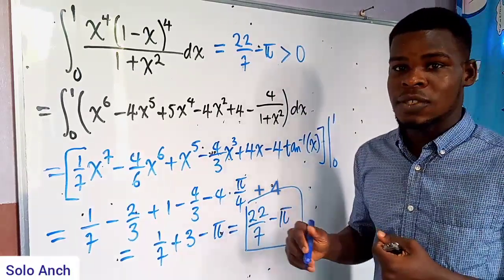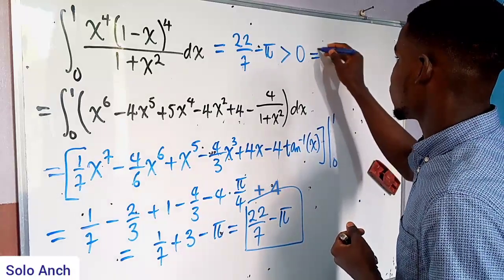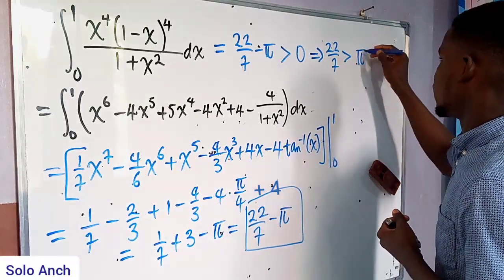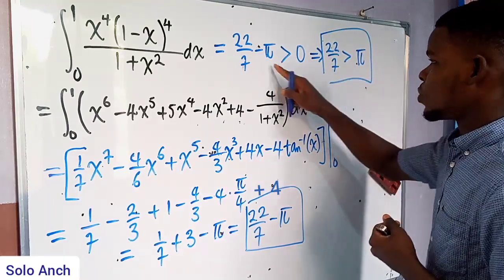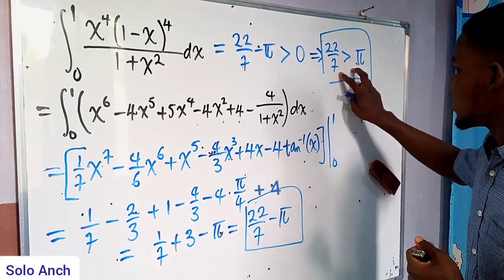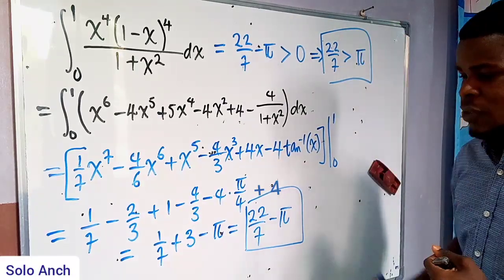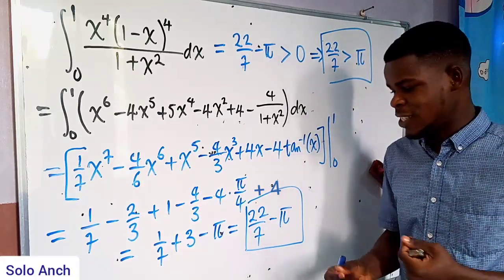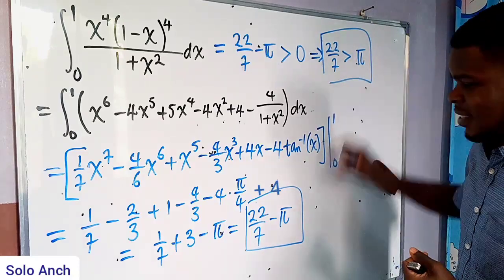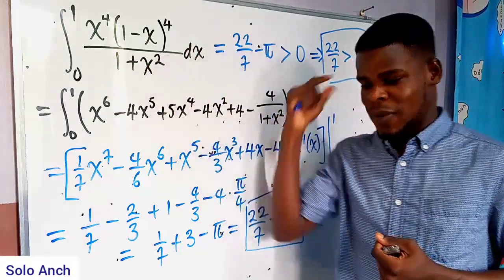Since the difference is strictly greater than 0, this tells us that 22 over 7 is strictly greater than pi, because you subtract a smaller thing from a bigger thing to have a positive result. So pi is smaller than 22 over 7, and they are not the same. So 22 over 7 is bigger than pi. And this is it. We just used this tool to compare the two.